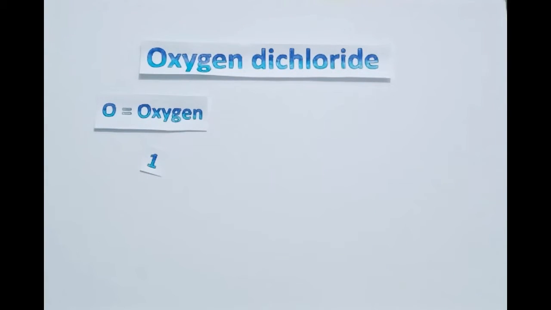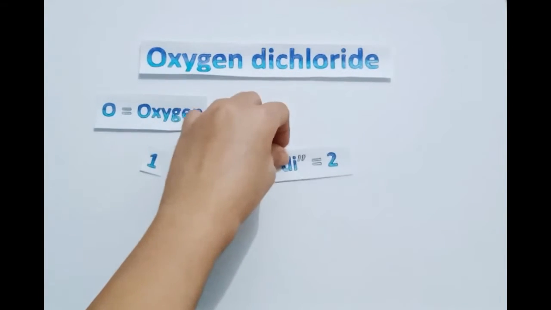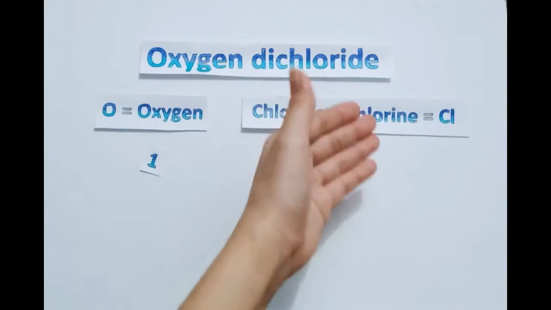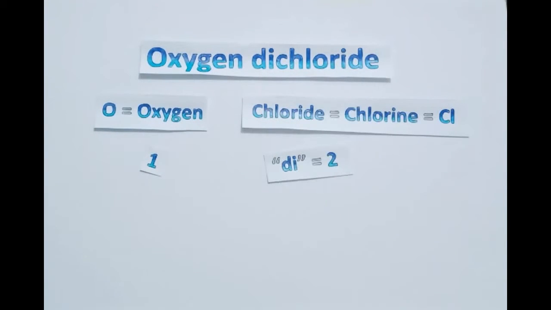Dichloride has the prefix di, which means there are 2 atoms present. Chloride is derived from the word chlorine, whose symbol is Cl. Therefore, there are 2 chlorine atoms in the chemical formula. Put it all together so we have OCl2.